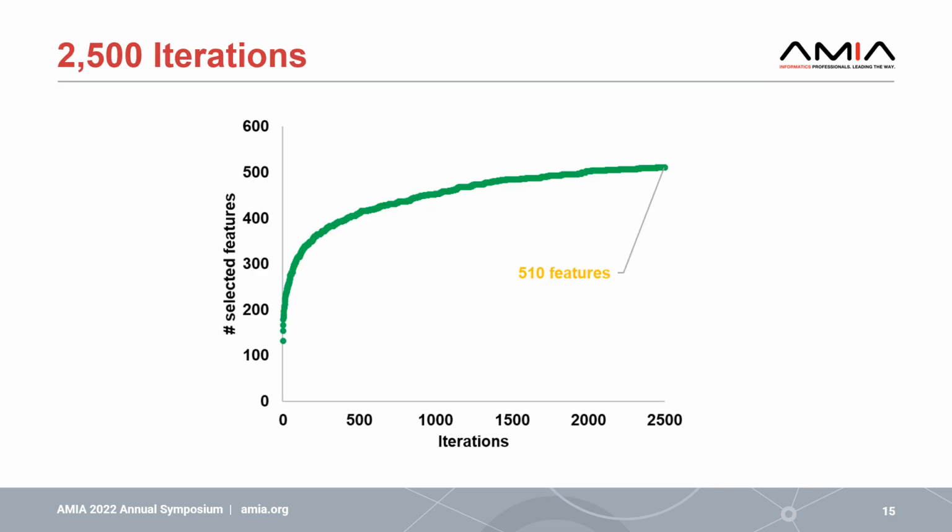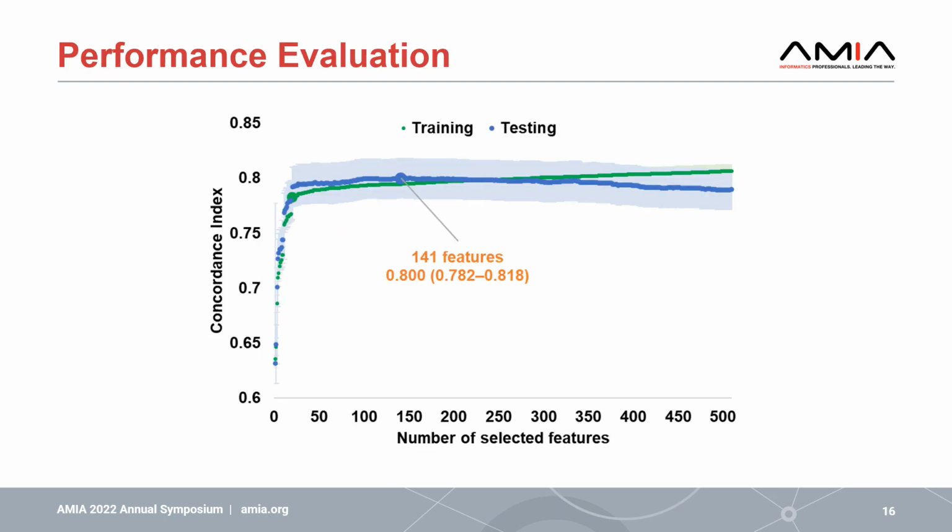So we ran our method for 2,500 iterations. Why so much? It took about a week on a very powerful computer. And of course, there are opportunities to improve it further. The method identified 510 features. Now, when you use these 510 features, the top 1, the top 2, the top 10, the top 500, the top 510, you see that using the top 141 covariates or features received the best prediction performance.